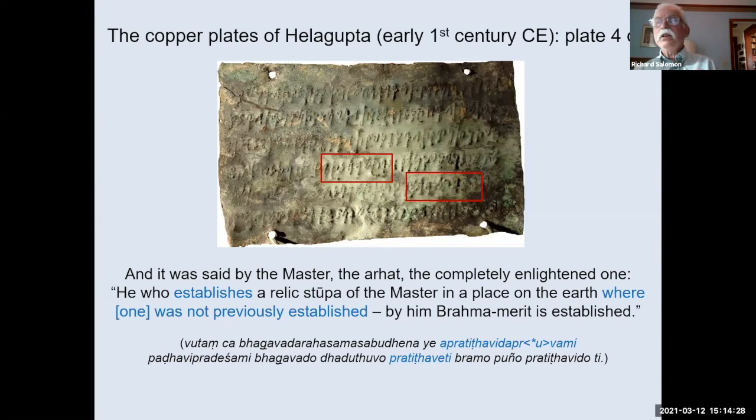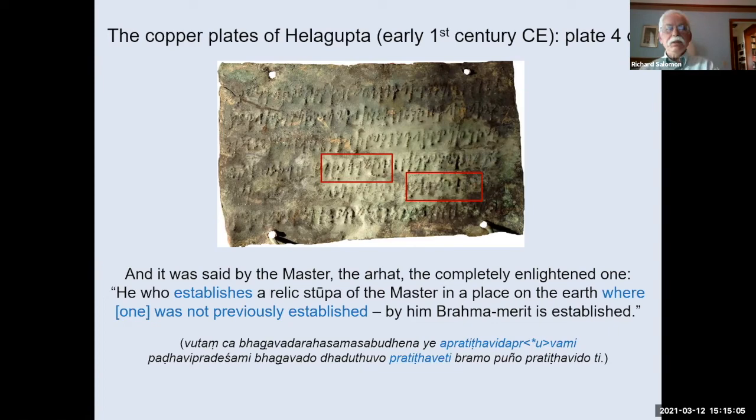When you establish a relic, or when you worship a relic, you get punya, that is merit, karmic merit, makes good things happen to you in the future. But if you put a relic in a place where it never was before, you get brahma punya, which is like super punya. What it means, it's described in other texts, you get reborn in heaven for an entire kalpa, an eon, which is a billion zillion years, variously described, a super long period.